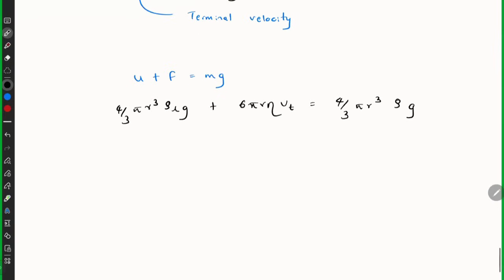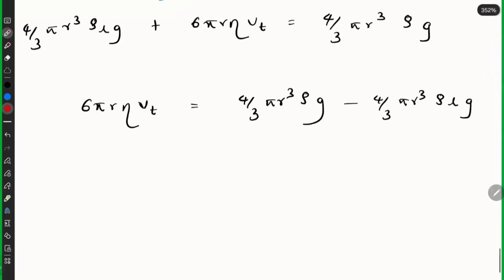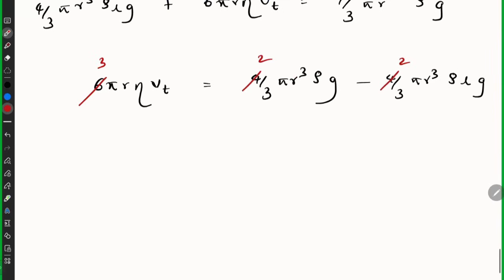Now I can take 6 pi r eta vt to one side, right? And that is equal to what? 4/3 pi r cube rho g minus 4/3 pi r cube rho liquid g. Now I can simplify this, right? How can I simplify this? What I can do is I can divide by 2. What happens if I divide by 2? This 6 becomes 3, this becomes 2, this becomes 3. And what I can do after that is I can multiply the entire equation by 3.